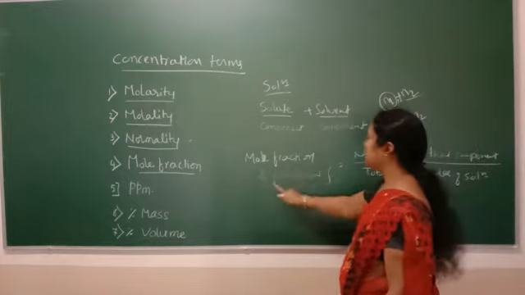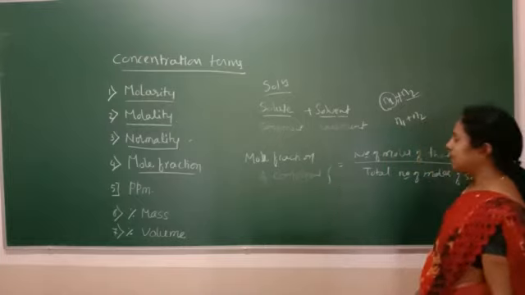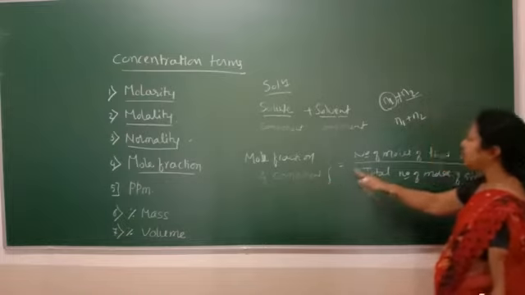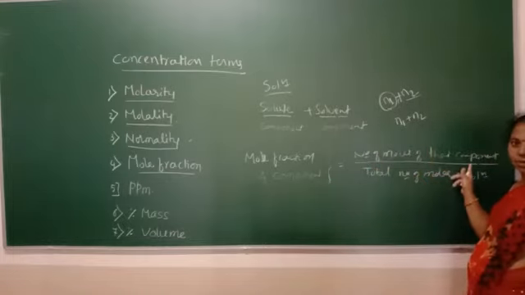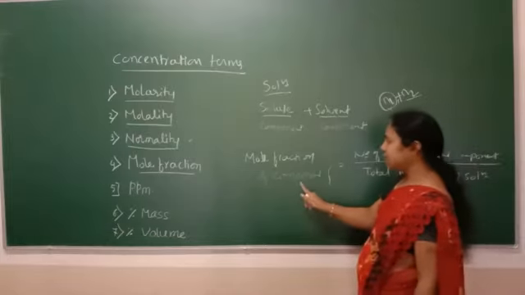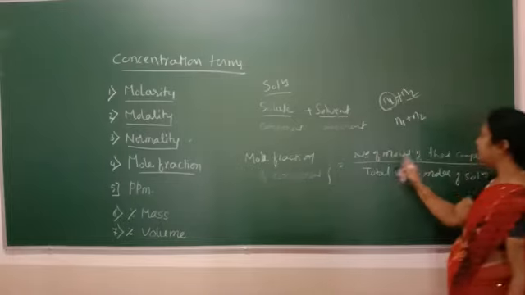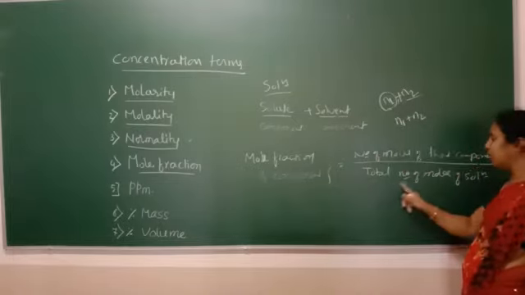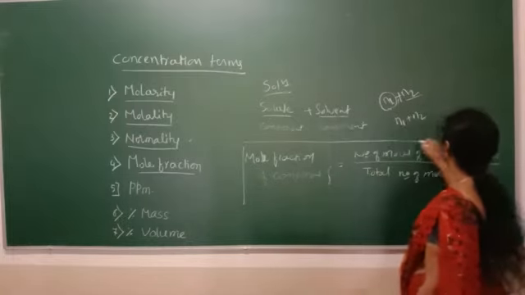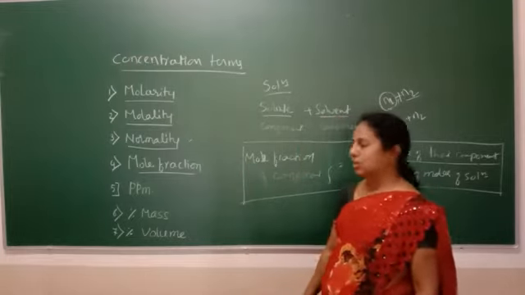So the mole fraction of any component, either solute or solvent, can be taken as the ratio of the number of moles of that component divided by the total number of moles of solution. If the component is solute, you take the number of moles of solute divided by the total number of moles of solution. If it is solvent, the mole fraction of solvent is equal to the number of moles of the solvent divided by the total number of moles of solution. By using this equation, we calculate the mole fraction of any component present in the solution.